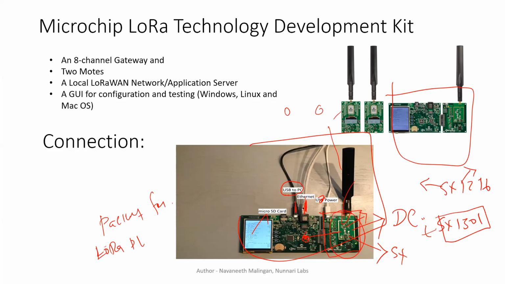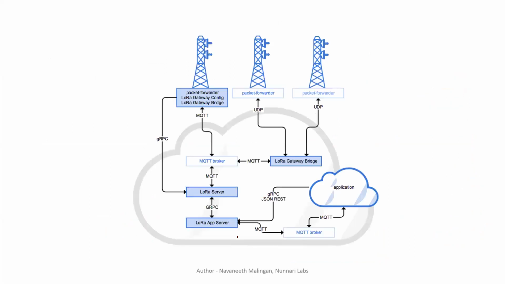Through this Ethernet cable, we will have a third component called the gateway bridge. This gateway bridge uses MQTT. This uses MQTT, this uses UDP, this uses LoRa. This uses MQTT to transmit the UDP packet to the cloud server. You can see in this image the packet forwarder is there, the gateway bridge is there. From the gateway bridge to the LoRa server, it is MQTT. You can see the MQTT protocol.